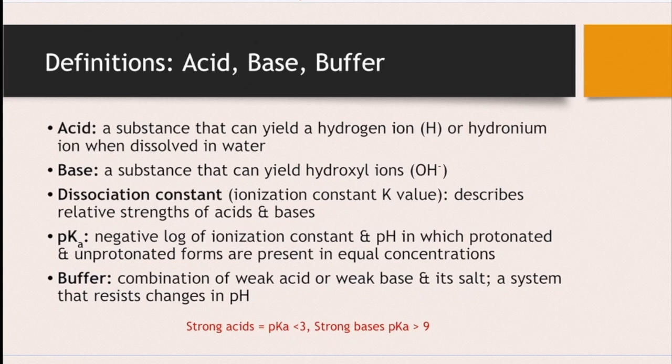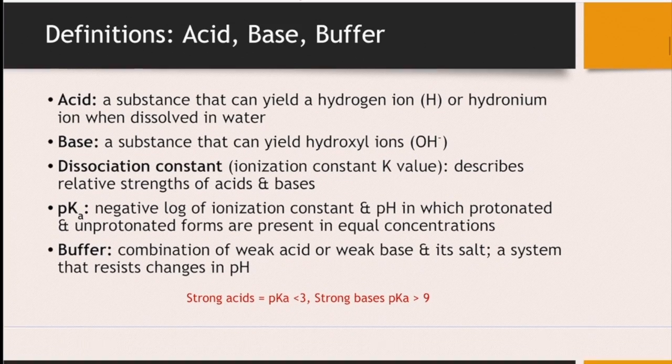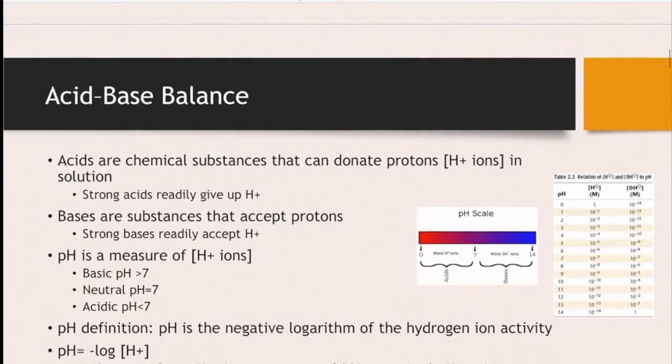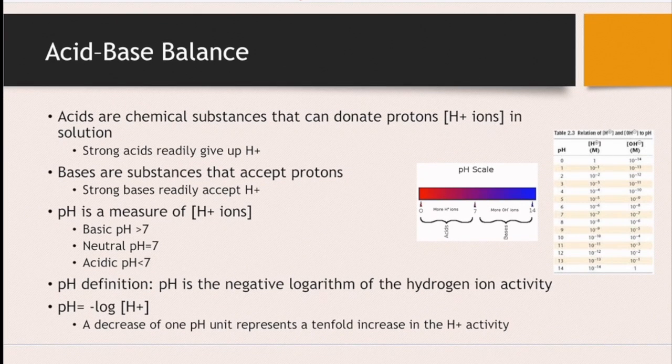A buffer is a combination of a weak acid or weak base and its salt, and this is a system that resists changes in pH. And we're going to talk about buffers in a lot of depth today. And why is that? That's because what we're talking about is this homeostasis that our body carries out. And part of homeostasis is making sure that we have a good acid-base balance, and buffers are going to help us to achieve that.